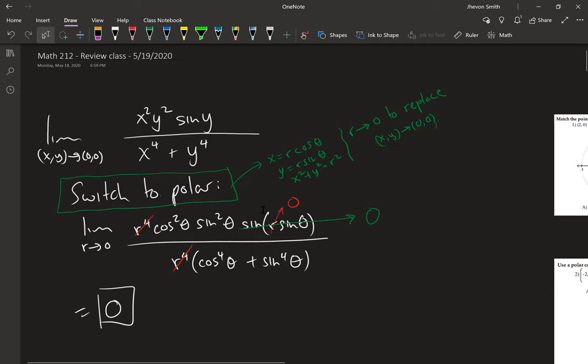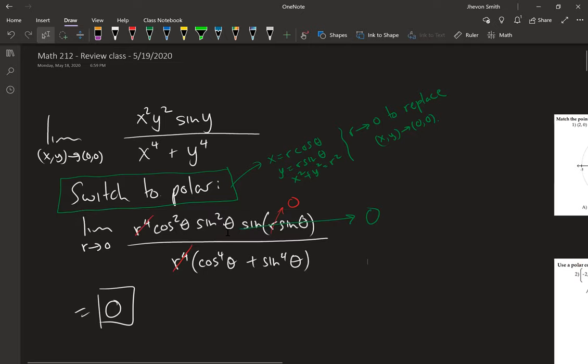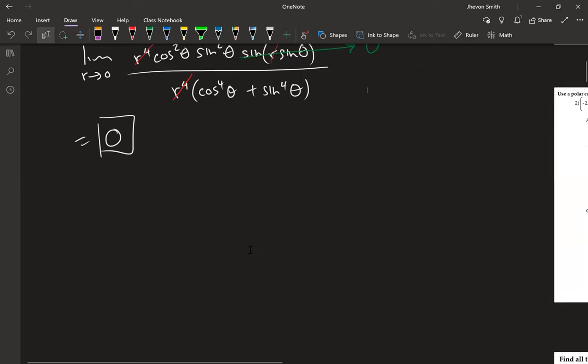Yes. So once you switch to polar coordinates, you actually change this two variable limit to a single variable limit. The only way you can figure out from this that the limit does not exist is if the answer actually depends on theta, because then the answer will change depending on what your theta value is. So I think all of the examples we did with polar coordinates, the limits actually existed. Can I think of one where the limit would not exist?